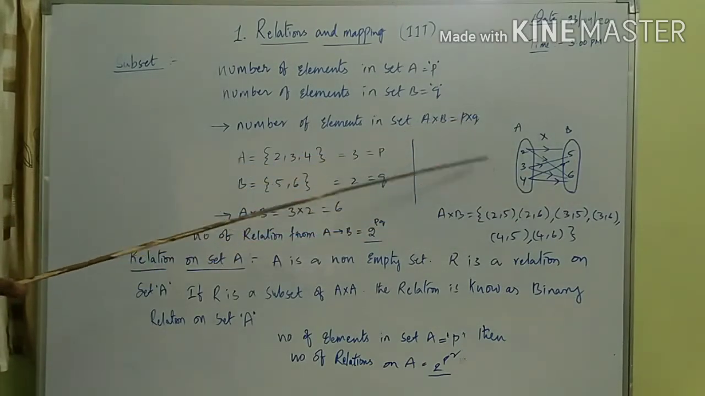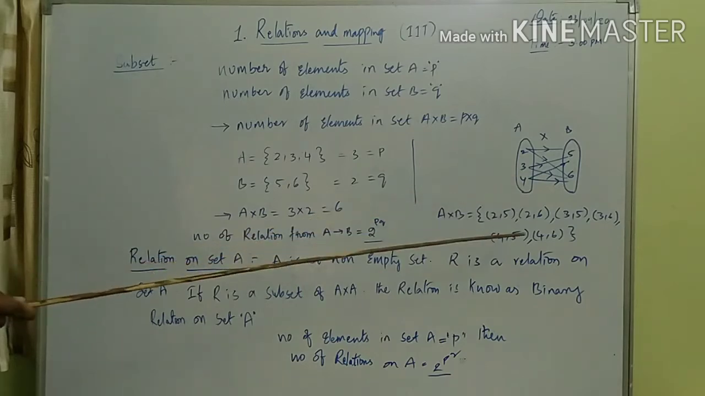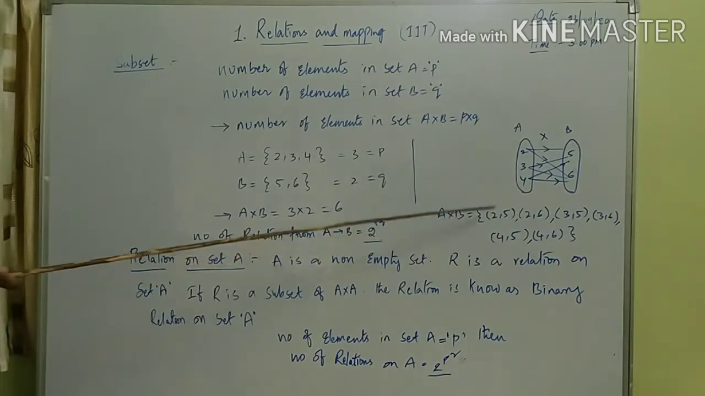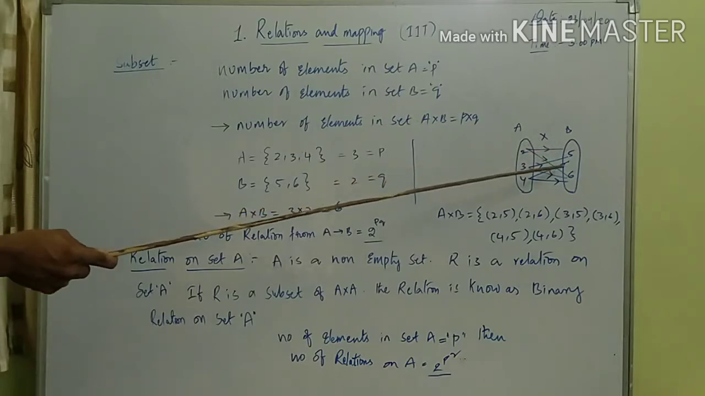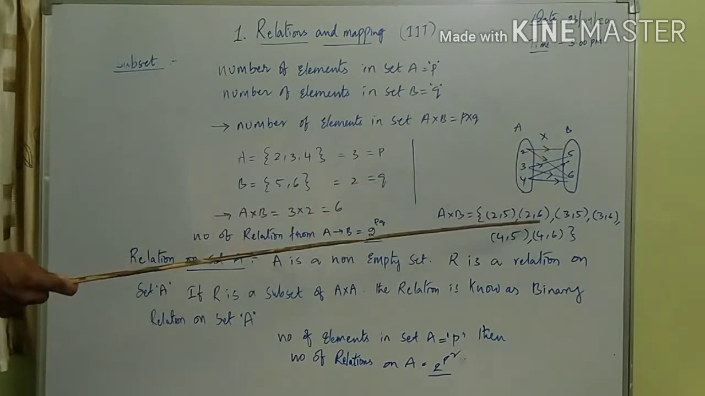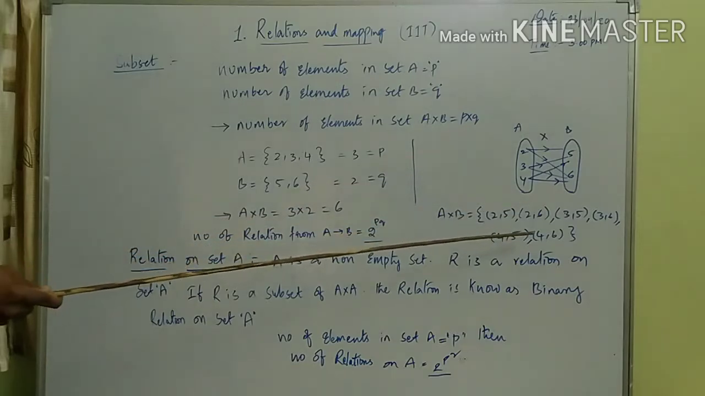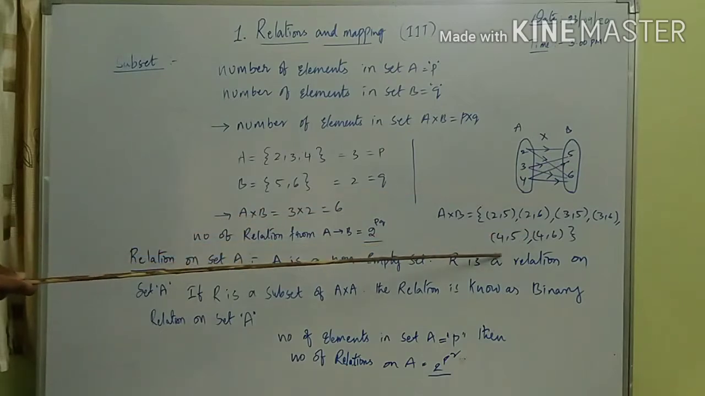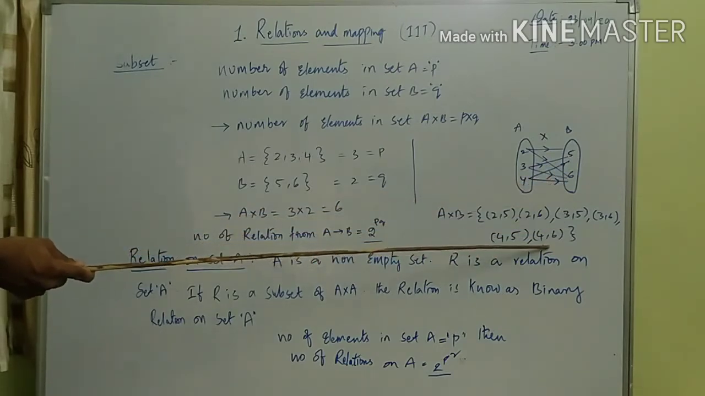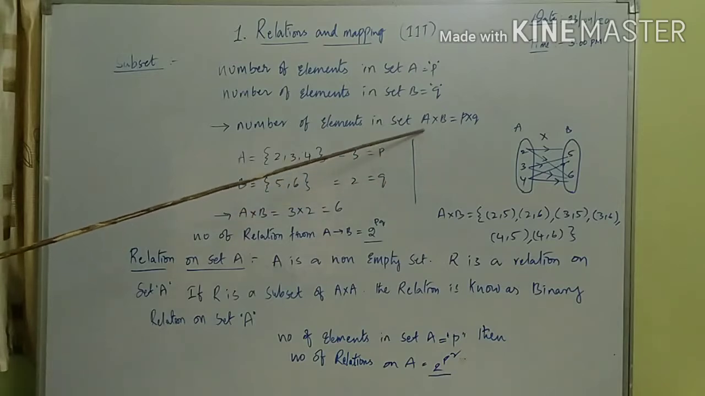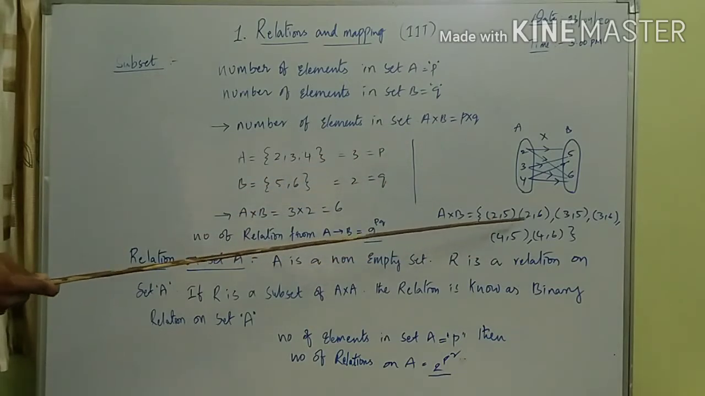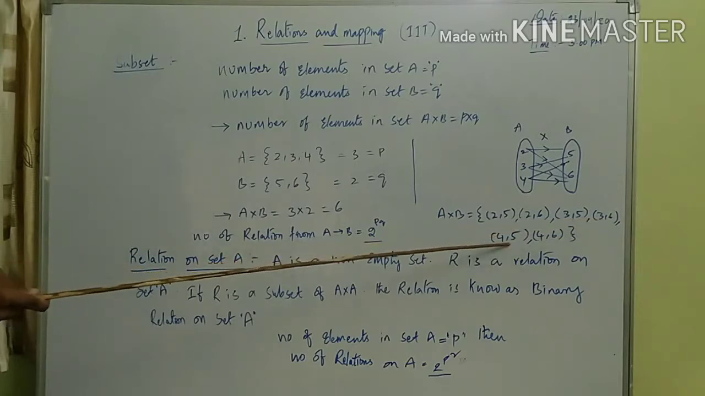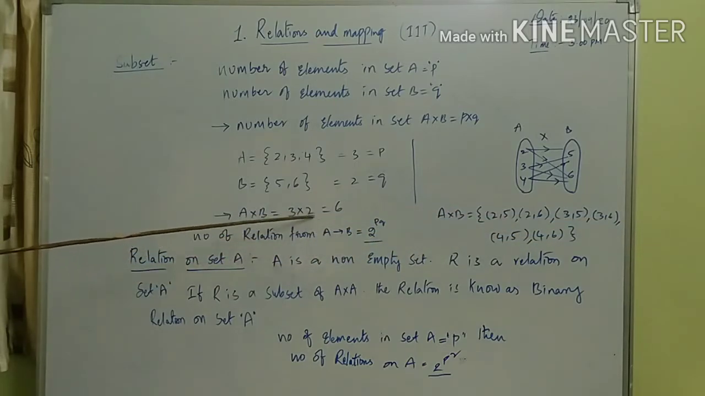This is the verification of set A cross B. All possible relations from A to B are (2, 5), (2, 6), (3, 5), (3, 6), (4, 5) and (4, 6). How many elements are in set A cross B? That is 1, 2, 3, 4, 5, 6. So we can find this directly by applying this formula.